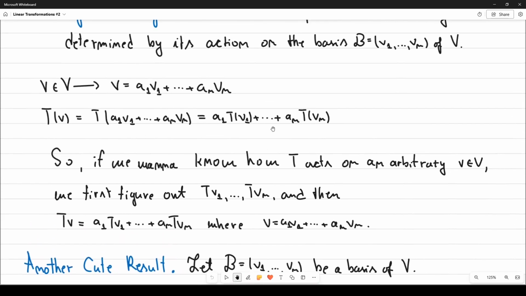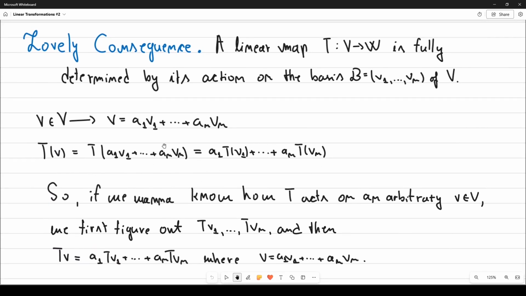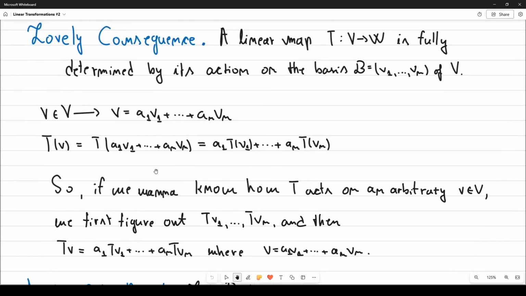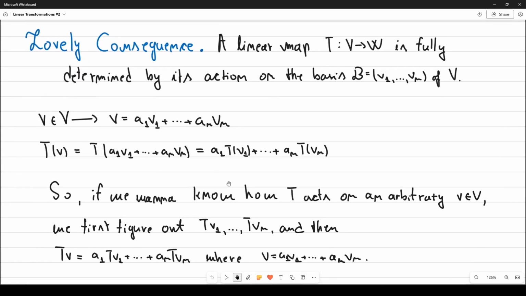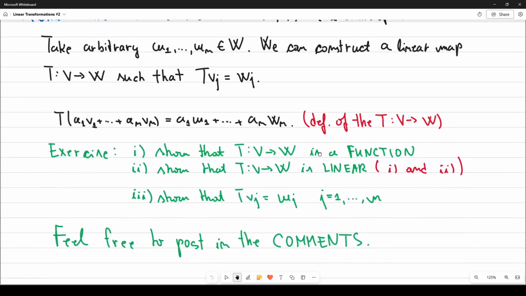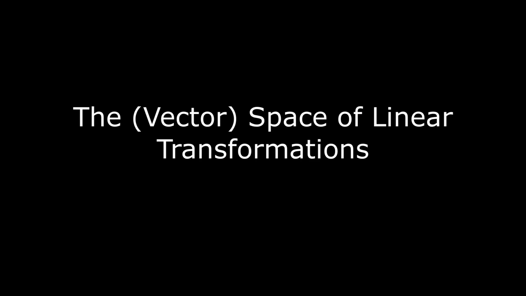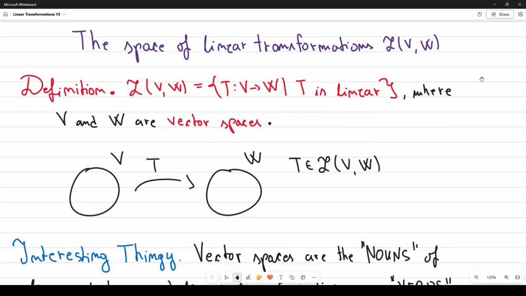So the most important result is this: the interplay between a basis and a linear transformation, how knowing what the transformation does to the basis encodes all of the information about the whole transformation. That's very important. So now we're left with one final section and we'll be done for today. The final part of the video: the space of linear transformations, written this way.